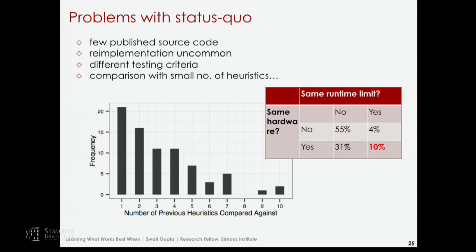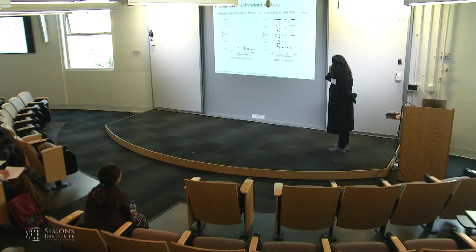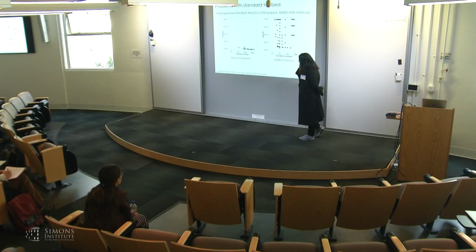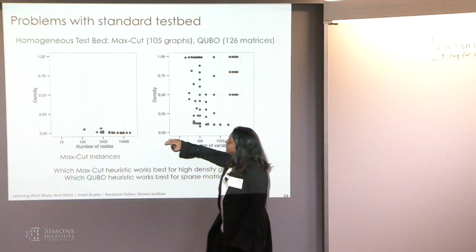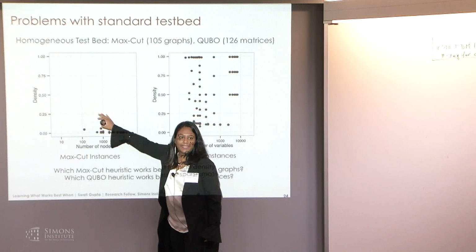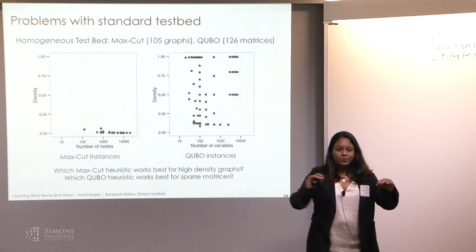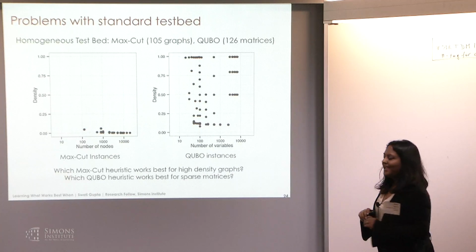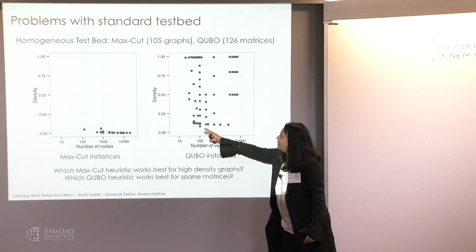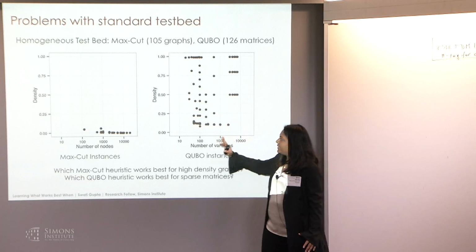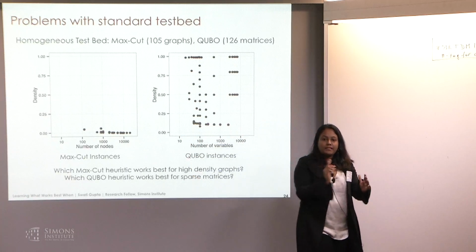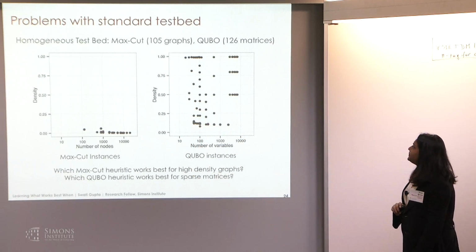Go back to the previous slide. I just was trying to understand all the dots. Yes. On the left, the maxcut instances. I thought you were trying this on dense graphs, but then all the dots are low down on density. Right, so we couldn't find which maxcut heuristic would work in this area, right? The standard test bed only had very low density graphs. And the standard test bed for QUBO only had these instances, so it didn't have any sparse density matrices. Okay.